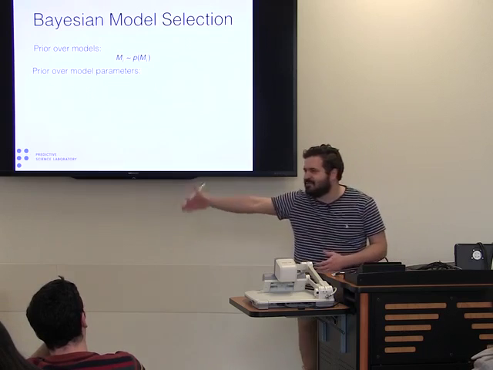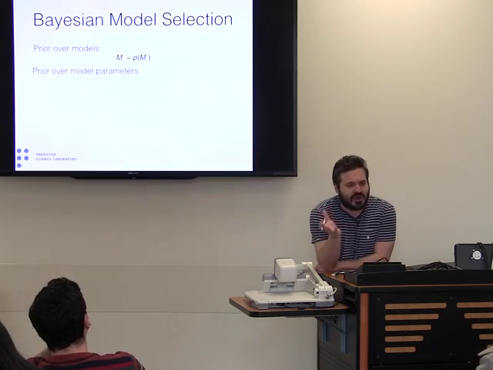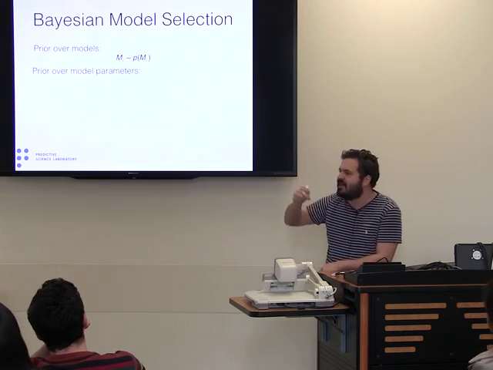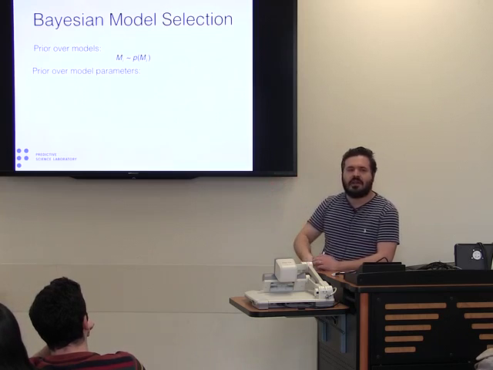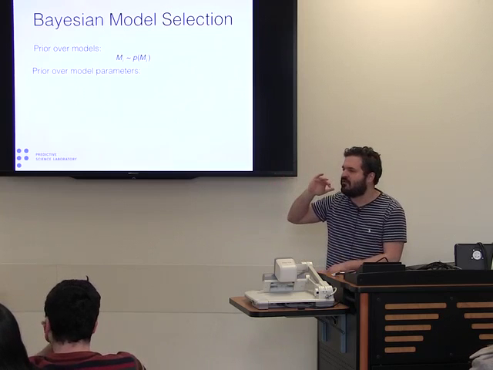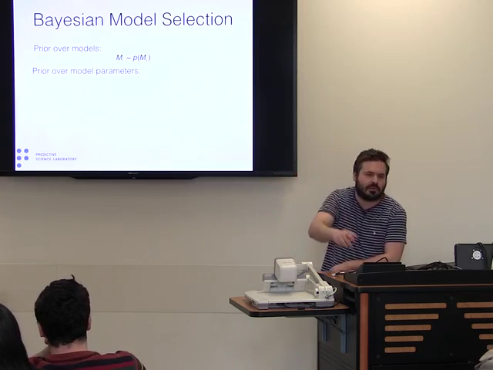Okay, but there is a little bit more to the story. So you put your priors over the models, and then each model has parameters. Now we are at the regime where we were before. Before, we just had a model and we had a prior on parameters.